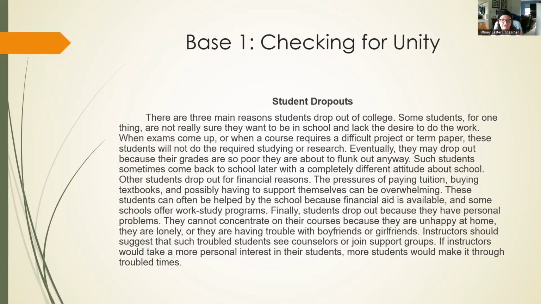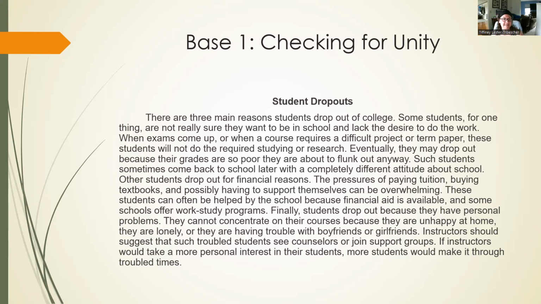Other students drop out for financial reasons. The pressures of paying tuition, buying textbooks, and possibly having to support themselves can be overwhelming. These students can often be helped by the school because financial aid is available and some schools offer work-study programs. Finally, students drop out because they have personal problems. They cannot concentrate on their courses because they are unhappy at home, they are lonely, or they are having trouble with boyfriends or girlfriends. Instructors should suggest that such troubled students see counselors or join support groups. If instructors would take a more personal interest in their students, more students would make it through troubled times.